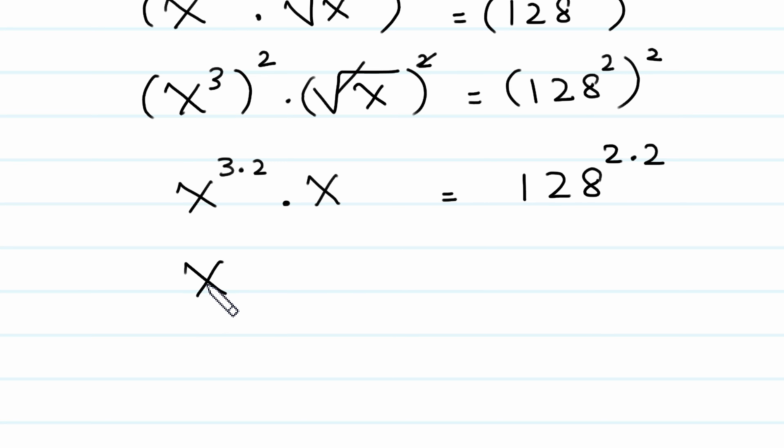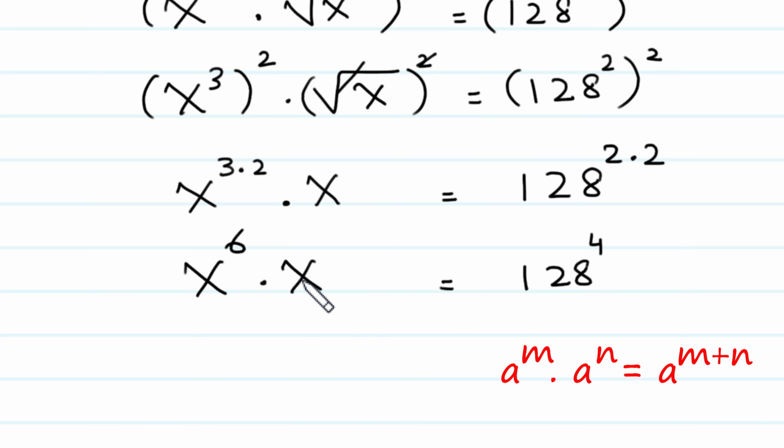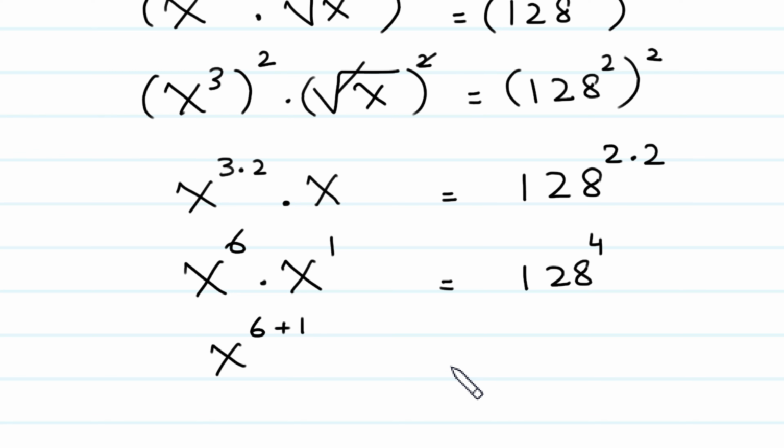Next, x to the power 3 times 2, 6, times x is equal to 128 to the power 2 times 2, 4. Next, we apply here the rule that when base is same, the powers are added. Here power of x is 6 and here power of x is 1. So we write x one time and add these powers. 6 plus 1 is equal to 128 to the power 4.